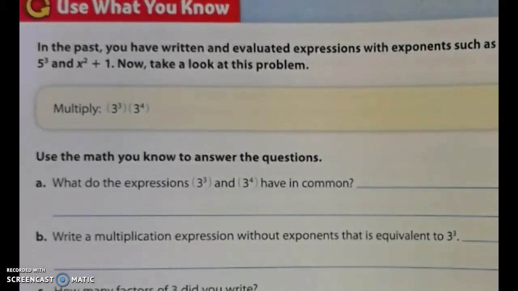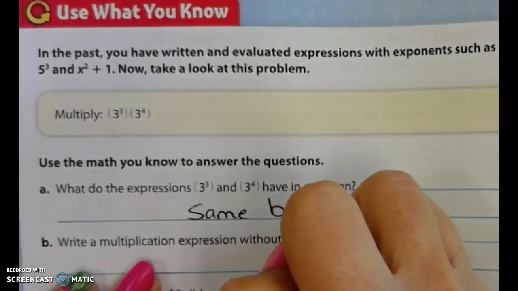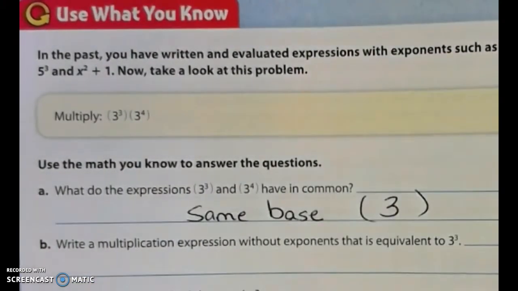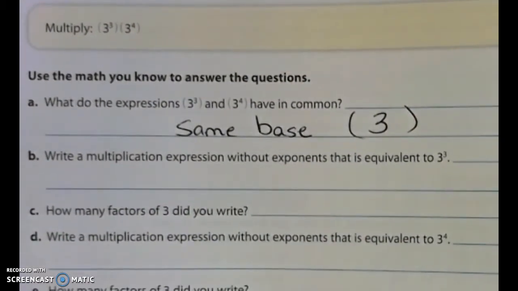The base is the same. They have the same base, and that base is the 3. Write a multiplication expression without exponents that is equivalent to 3 to the third.